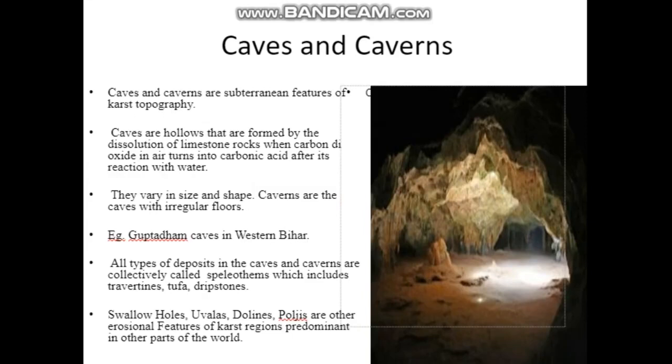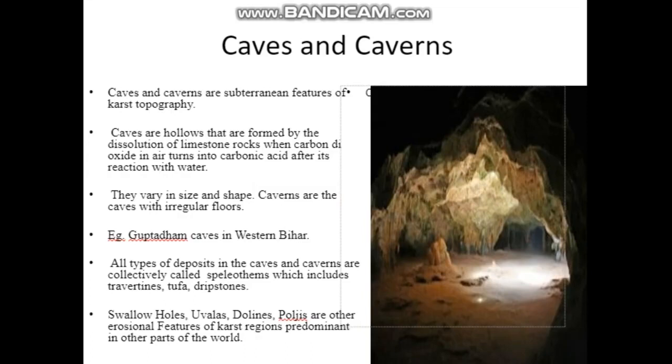Caves are the hollows that are formed by the dissolution of limestone rock when carbon dioxide in air turns into carbonic acid after its reaction with water. So when this carbon dioxide in air turns into carbonic acid after its reaction with water, what will happen? Caves are formed because of the dissolution of limestone rock.